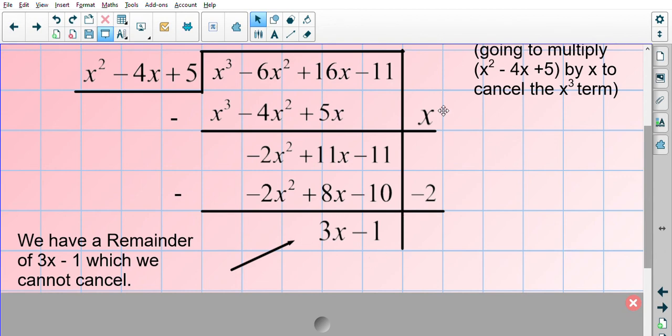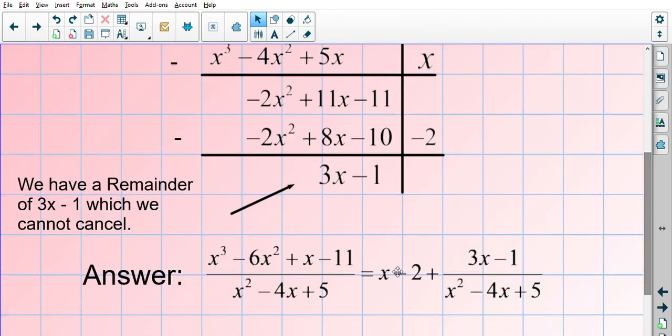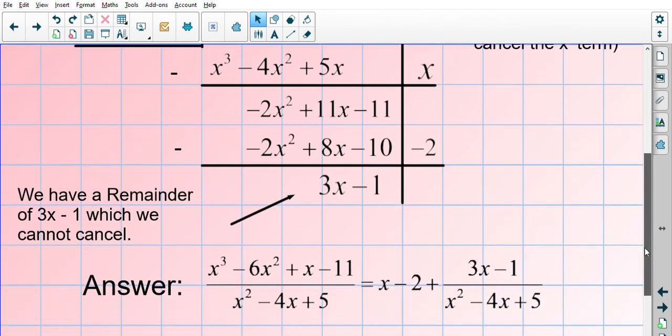So again, my answer was x minus 2 at the top of my sum there, because I had to multiply by an x, then I had to multiply by a negative 2. So my final answer looks like x minus 2, the bits on the right hand side, plus my remainder, which was 3x minus 1, out of what I was dividing it by, which was x squared minus 4x plus 5.